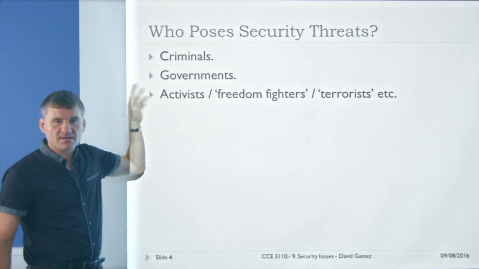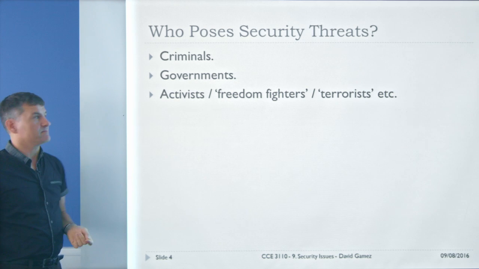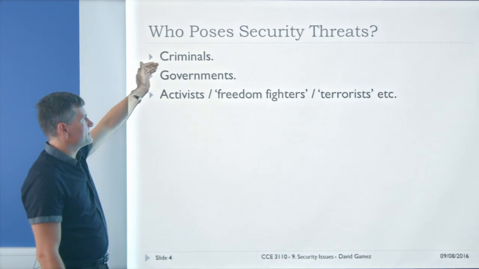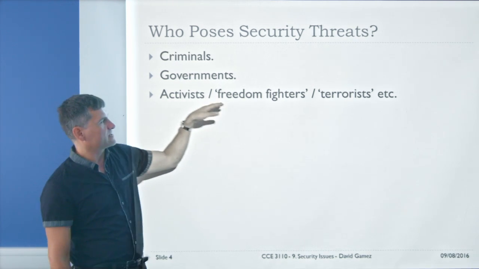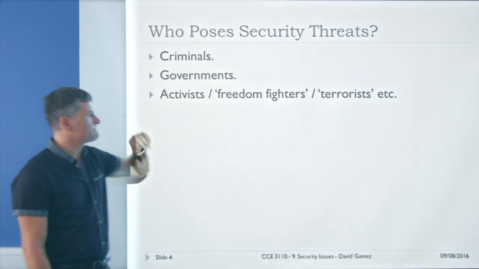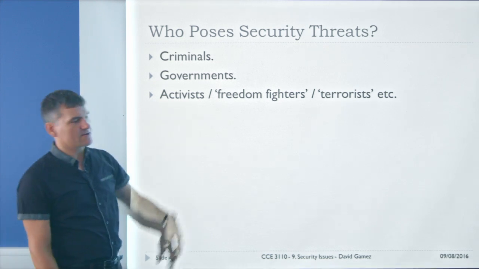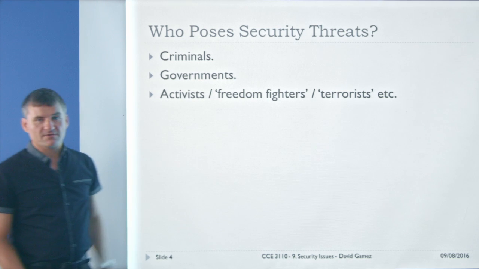Now let's look in a little bit more detail at the kind of people who are actually trying to carry out these kinds of bad actions. Broadly speaking, break it down into criminals, governments, and people who are either activists, freedom fighters, or terrorists, largely depending on your point of view, right? You might be a freedom fighter according to yourself and your mates, but the government might think that you're just a terrorist.